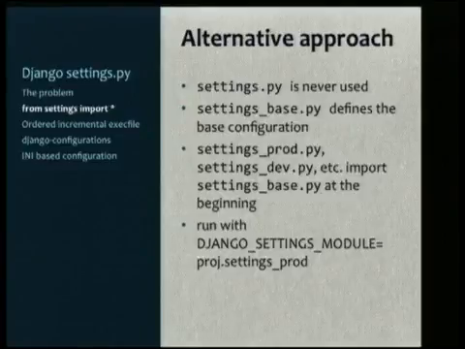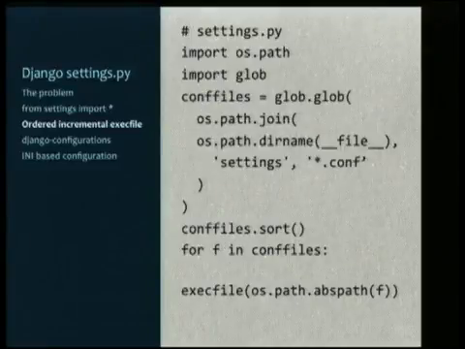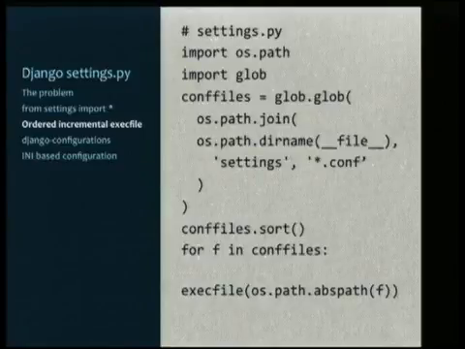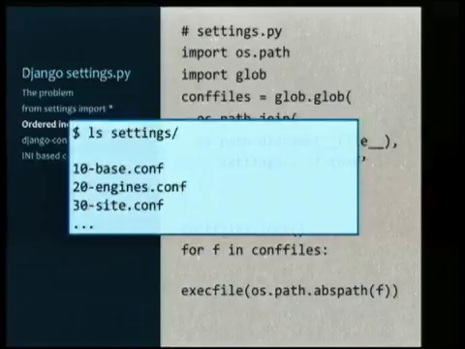For instance, specifying files for different environments and then running with the Django settings module. But this is kind of awkward as well. So you also have approaches like this, where we can specify configuration files like we would do in other Unix tools, so that the settings folder looks like this. We can specify all sorts of overridable settings, and they are executed in alphabetical order.